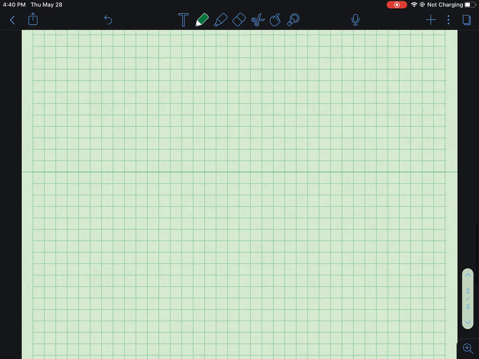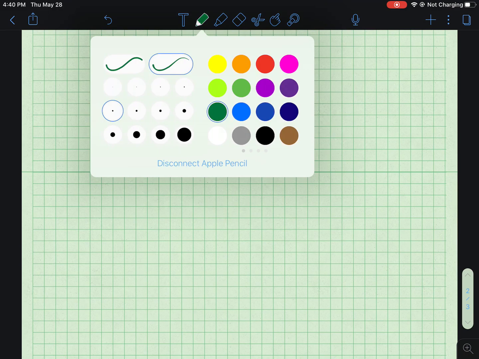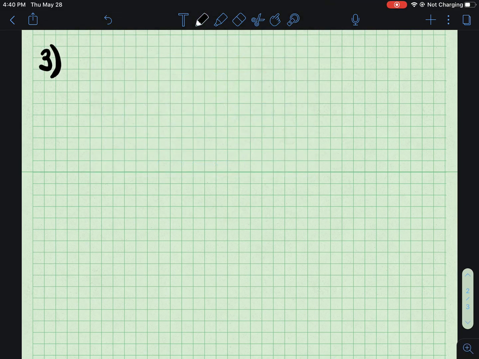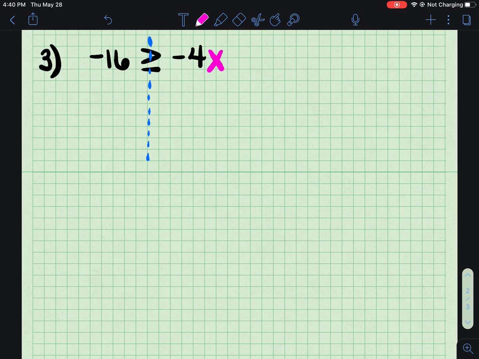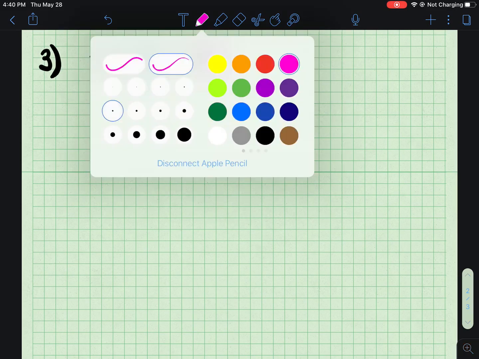All right, now let's go to number 3. I'm glad I caught my mistake. Number 3, and again, you're going to learn from my mistakes too. Number 3 is -16 is greater than or equal to -4x. Okay, I'm going to draw my dotted line so I remind myself I'm dealing with an inequality. Okay, what wants to be alone? X wants to be alone. What's going on between the -4 and the x? Multiplication. So I'm going to do the opposite on both sides.